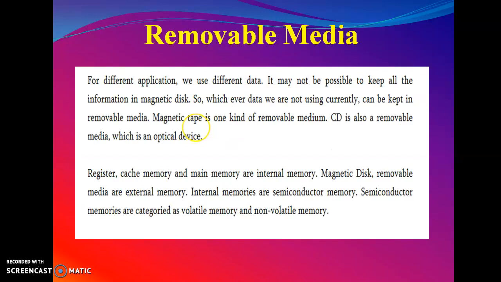Next is removable media. For different applications, we use different data. It may not be possible to keep all the information in the magnetic disk, so whichever data we are not using currently can be kept in the removable media. Magnetic tape is one kind of removable media. CD is also a removable media, which is an optical device.